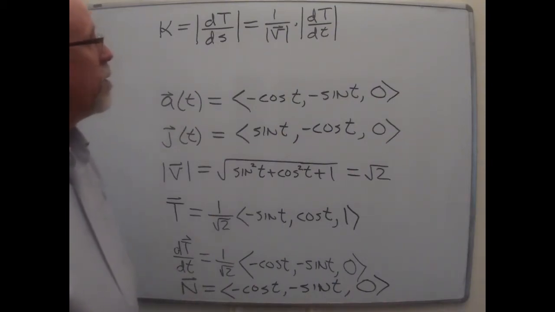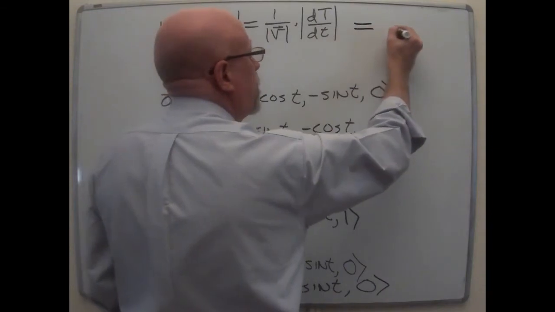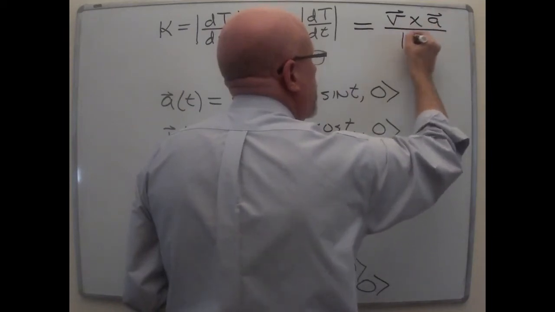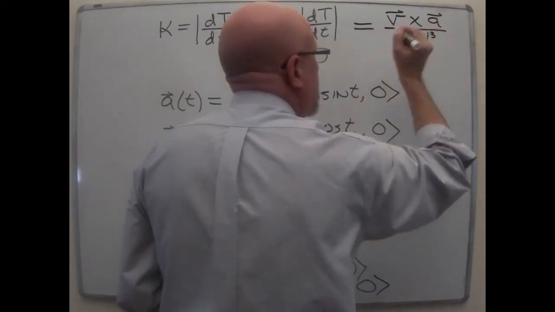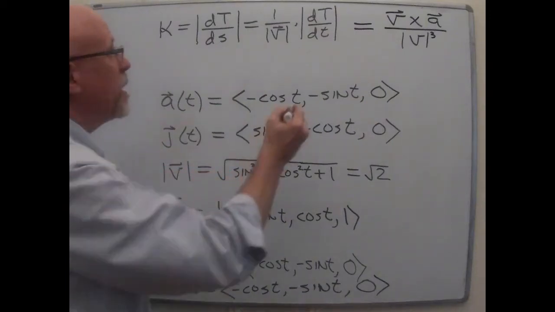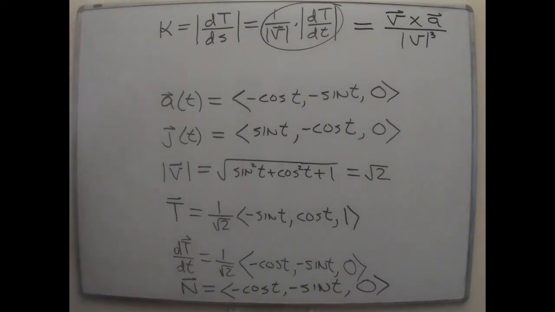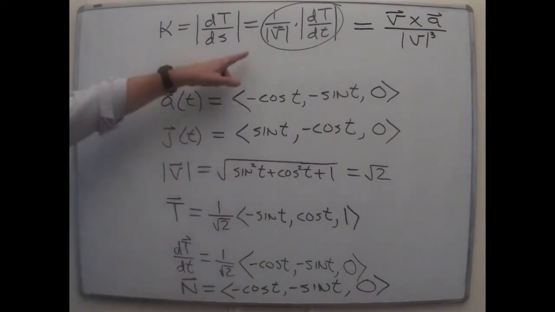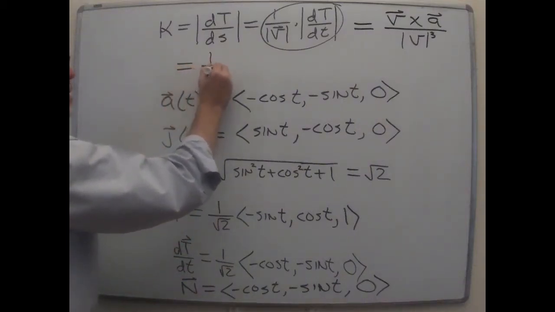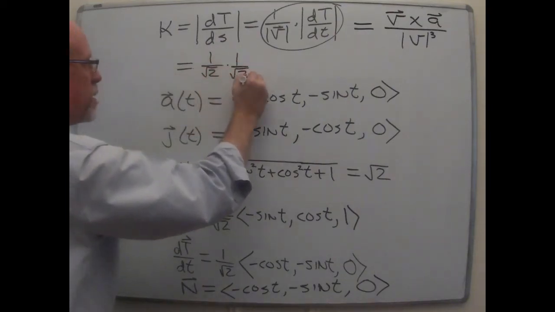There's another formula we had for this. It's also equal, remember the simplified formula? You take v cross a and you divide by the cube of the speed. So that's interesting too. We could go back to v and a and figure out their cross product and try to work that out. But I think for us, that's the one to use. Because I've got dT/dt, and I know its length is 1 over root 2. And so just another factor of root 2 in the bottom makes this kappa, that's 1/2.